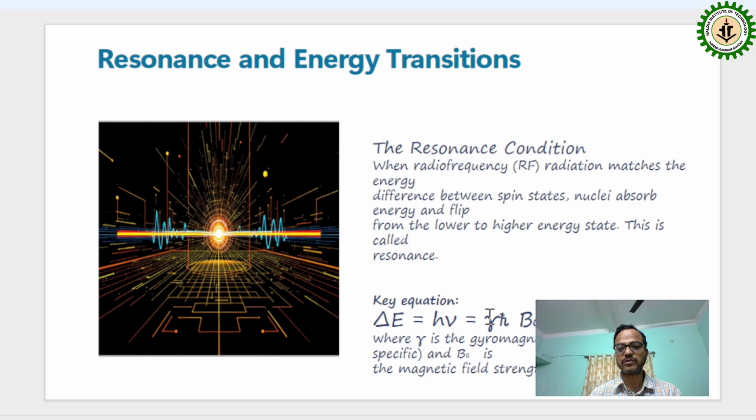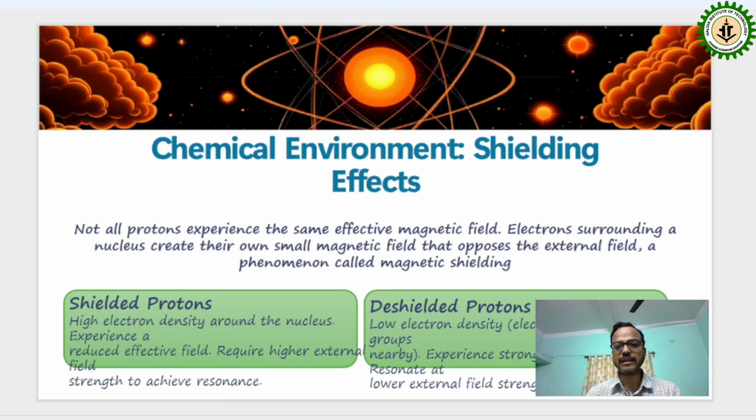E equals h nu, that is gamma h cross B0, where gamma is the gyromagnetic ratio, that means nucleus specific. Which nucleus we are working with, gamma depends on that. B0 is the magnetic field, and h cross, as we know, is h by 2 pi, from the lower energy state to higher energy state, and that is the equation that we can have, and depending on which we apply energy. So that is chemical environment shielding.